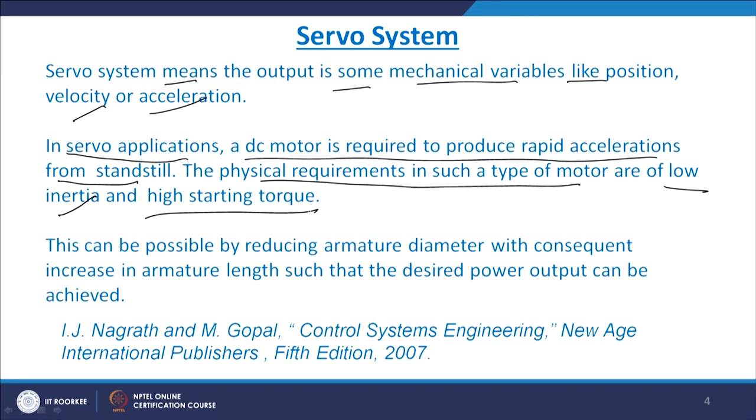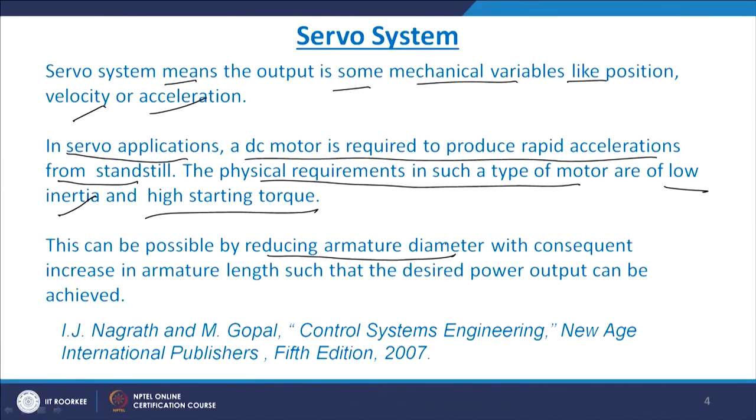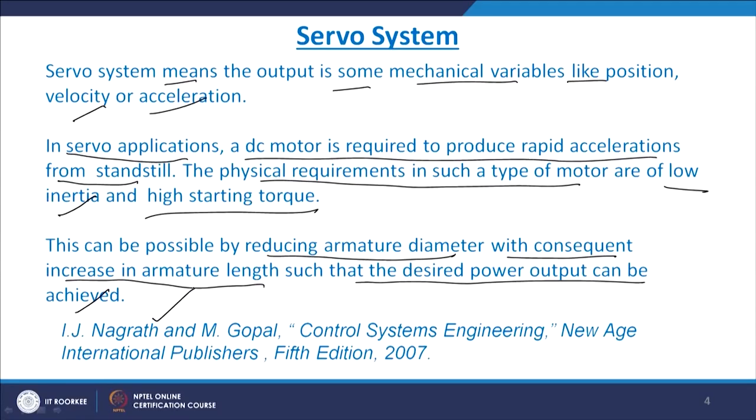Rapid acceleration is possible whenever the inertia is less, and then we get high starting torque. This can be possible by reducing the armature diameter. We have to reduce the armature diameter with a consequent increase in armature length such that the desired power output can be achieved. So you can see this is the reference.